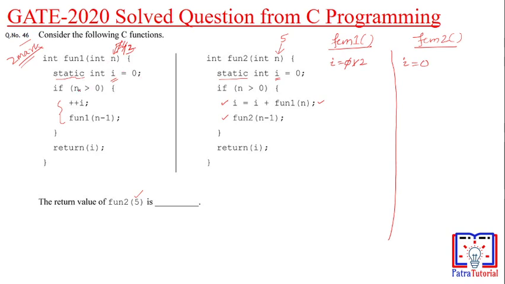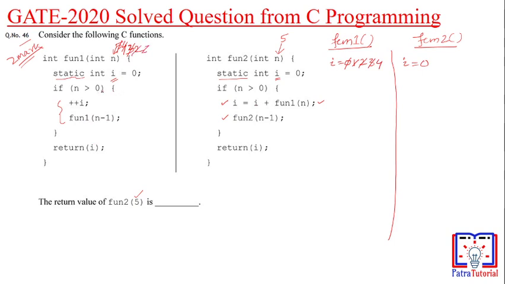Then again it will check the value of n. 3 is greater than 0, condition satisfied. Increment the value of I to 3 and call the same function again by passing 2 as a parameter. So now I'm calling this function again by passing 2 as a parameter, n minus 1 nothing but 2. Then again it will check 2 is greater than 0, condition satisfied. Increment the value of I to 4. Then again call the same function by passing n minus 1 as a parameter, n equal to 2 now, so 1 will be passed here.